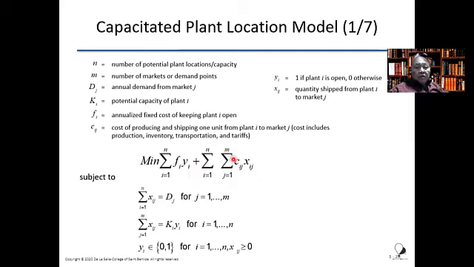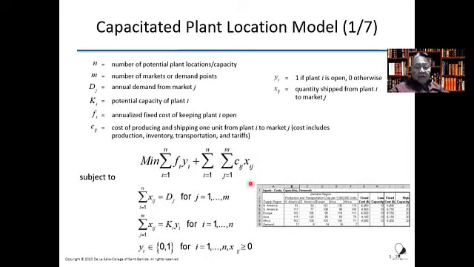The second aspect is the variable costs: the cost of producing and shipping the product from one plant to a market, times the quantity. So the source here is i and the market is j. So x_ij means from plant i to market j, and it is a double summation. When you encounter a double summation, like in the data that I have shown you earlier, it means summing horizontally and vertically, the overall total of values horizontally and vertically, of course times the cost.